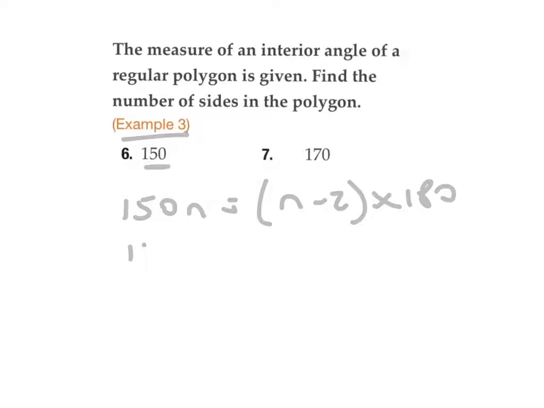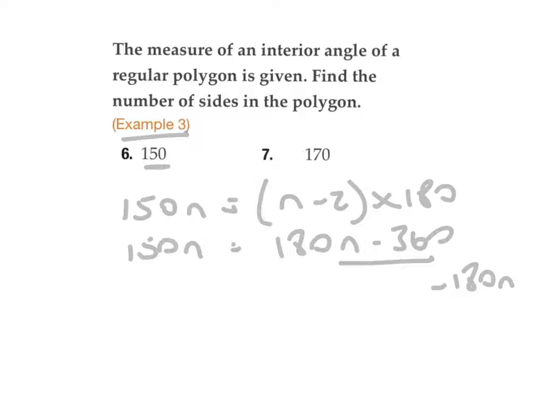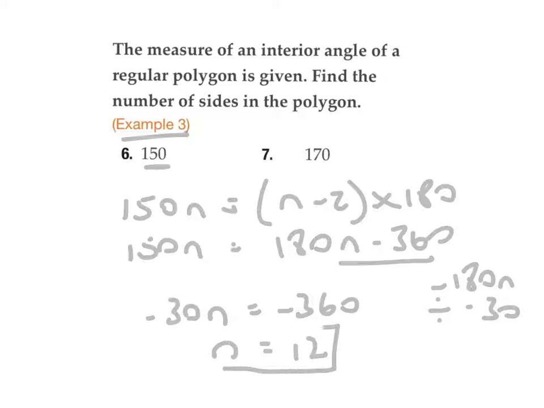Distribute out, so 150n equals 180n minus 360. Have you noticed that this part hasn't changed on both sides? You're going to subtract 180n from both sides, so you've got negative 30n will equal negative 360. You're going to divide through by negative 30, which will give you n equals 12. So to get 150 degrees, you must have a 12-sided shape.